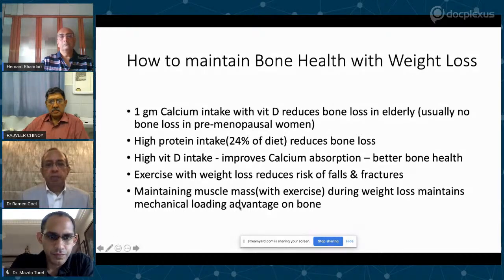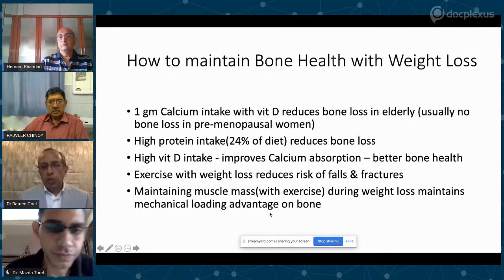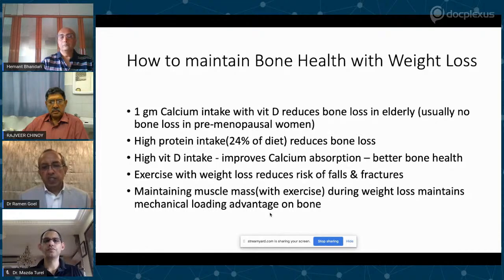So maintaining muscle mass with exercise during weight loss maintains the loading advantage on bone. So I think what we have discussed today is that obesity and weight loss both are risk factors to bone disease. We can avoid the risk when you're losing weight. So weight loss is important, and it helps you in improving your bone health and avoids problems.